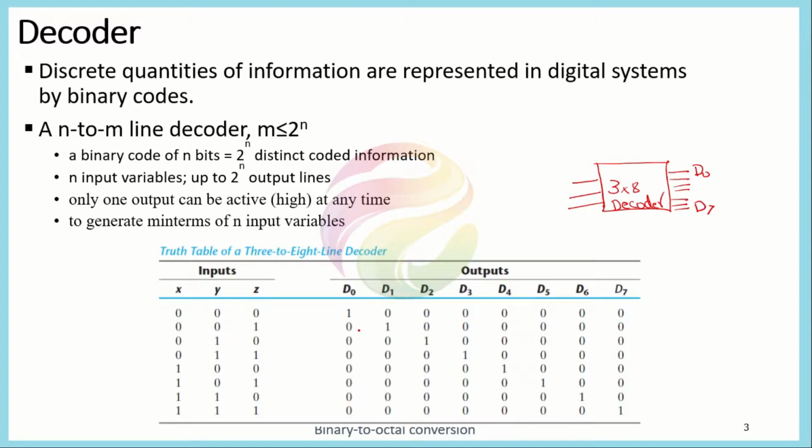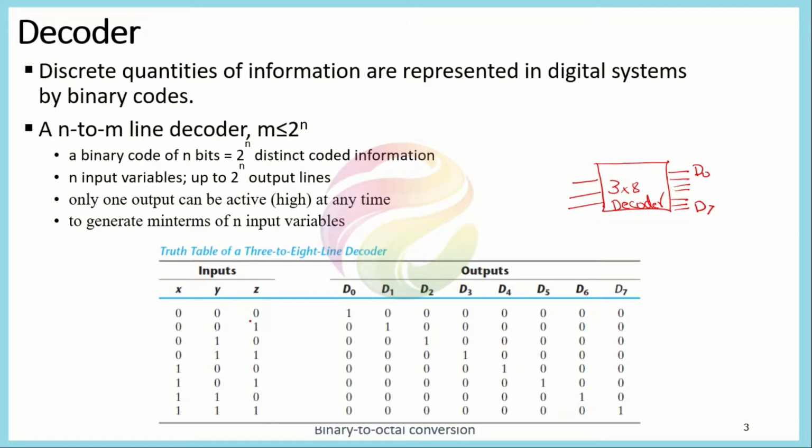For any given minterm, only the output whose subscript represents that minterm is equal to 1, while the rest of them are all equal to 0. So we can see that for all of these combinations, only one output value is equal to 1, while the rest are equal to 0. This also gives us a binary to octal conversion system, because for any given minterm we have only the corresponding output equal to 1.